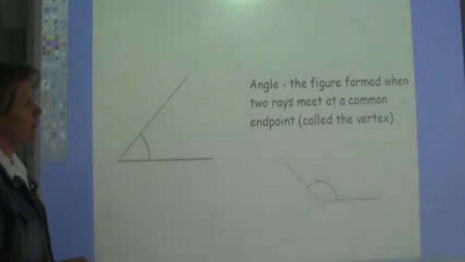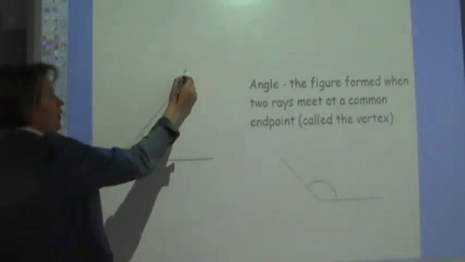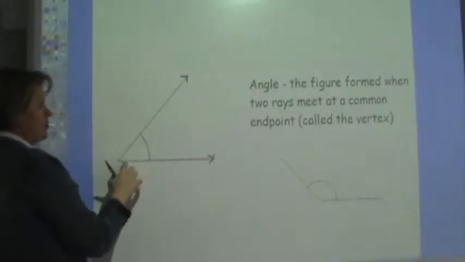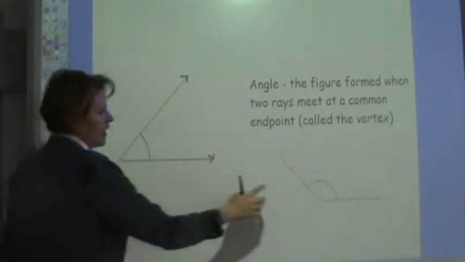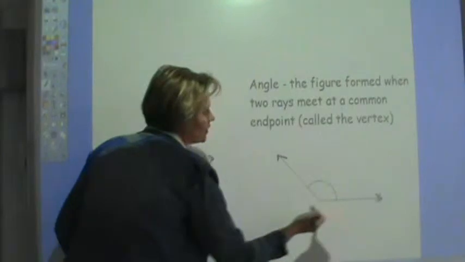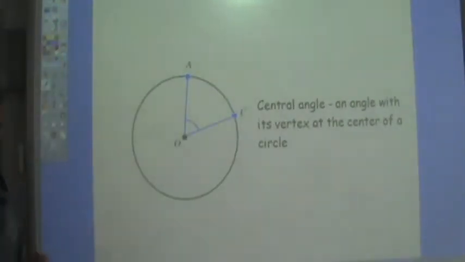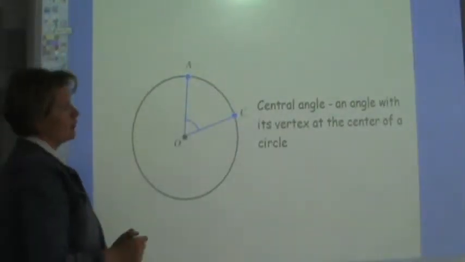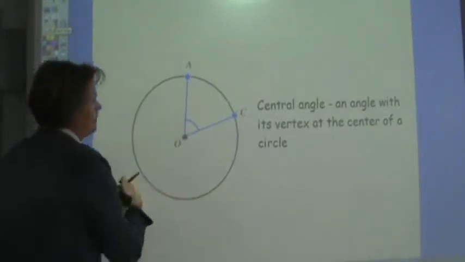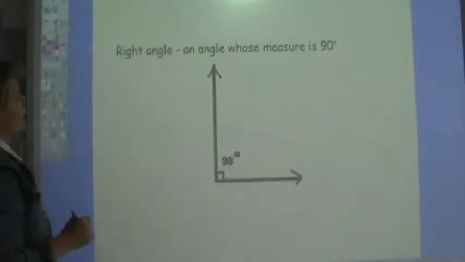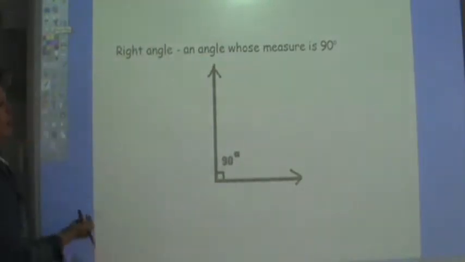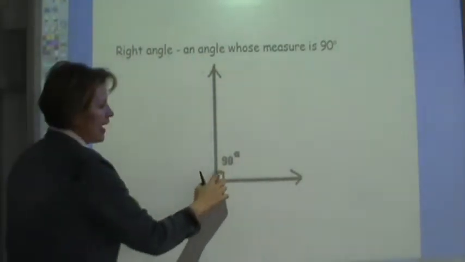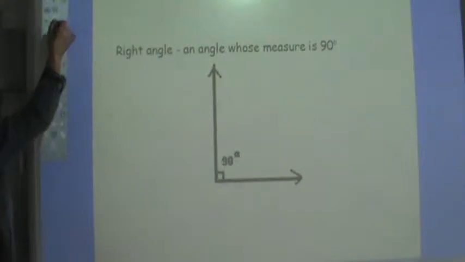An angle is a figure formed when two rays meet at a common endpoint. So here's your rays, they meet here, and this is called the vertex, and then we end up with our angles. A central angle is an angle with its vertex at the center of a circle. A right angle is an angle whose measure is exactly 90 degrees, and we mark it with this little box to show that it's a right angle.